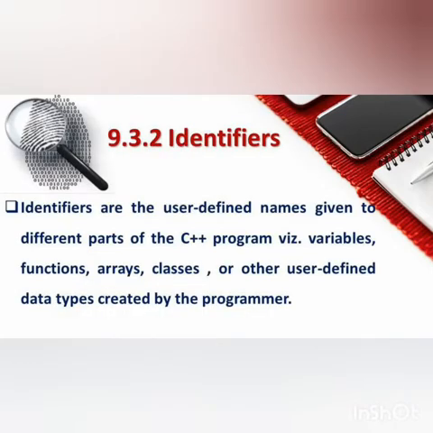The next one is identifiers. Identifiers are the user-defined names. Who is the user here? We are the user. So, we have to give the names. So, identifiers are the user-defined names given to different parts of the C++ program like variables, functions, arrays, classes, etc.